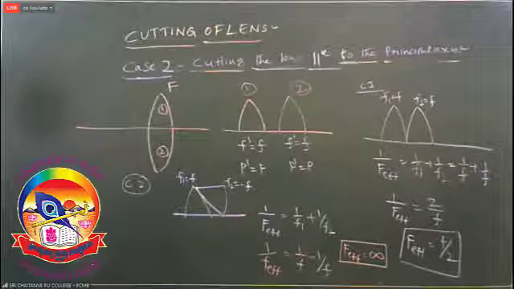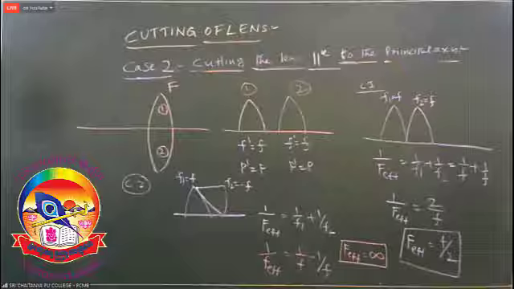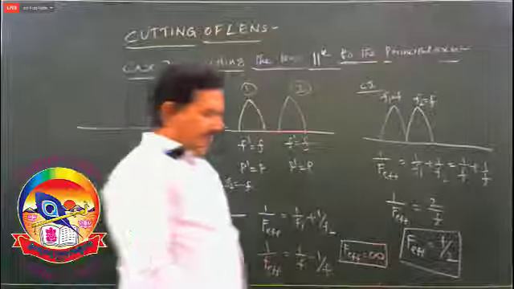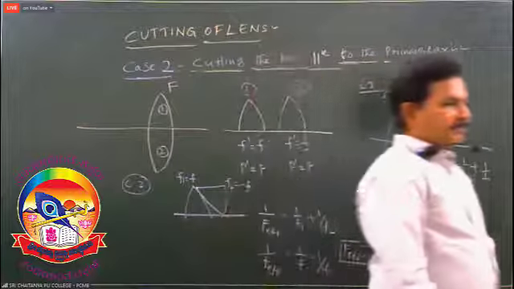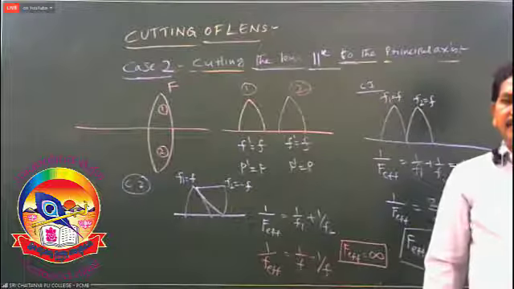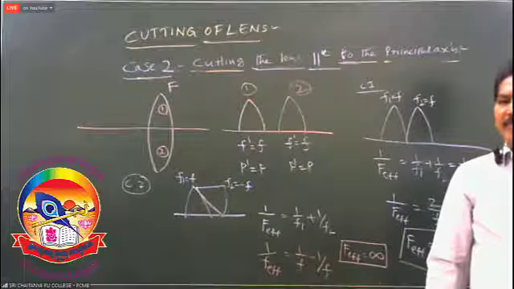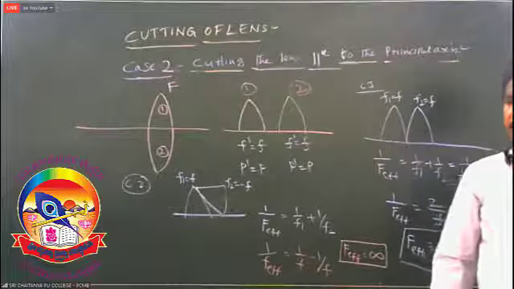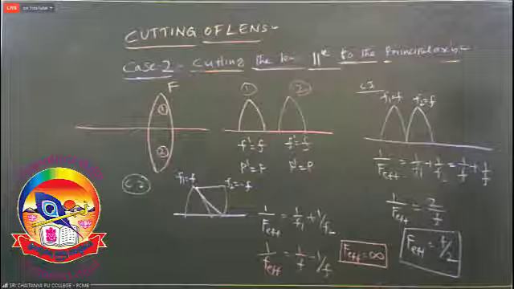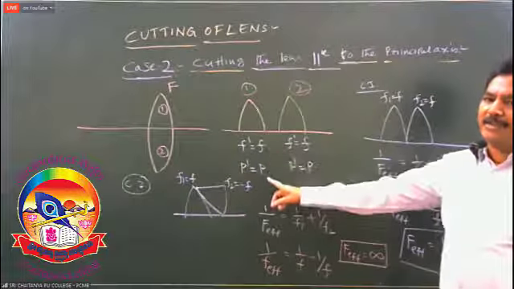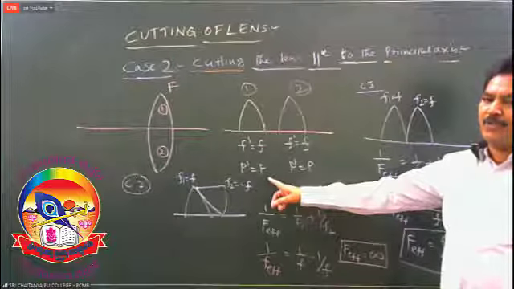Arrangement of those two pieces in different ways. So cutting of lenses we have discussed. The first case, when the lens was cut into two pieces perpendicular to the principal axis, the focal length increases by 2 times. Second case, cutting of the lens parallel to the principal axis, the focal length remains same, the power also remains same.